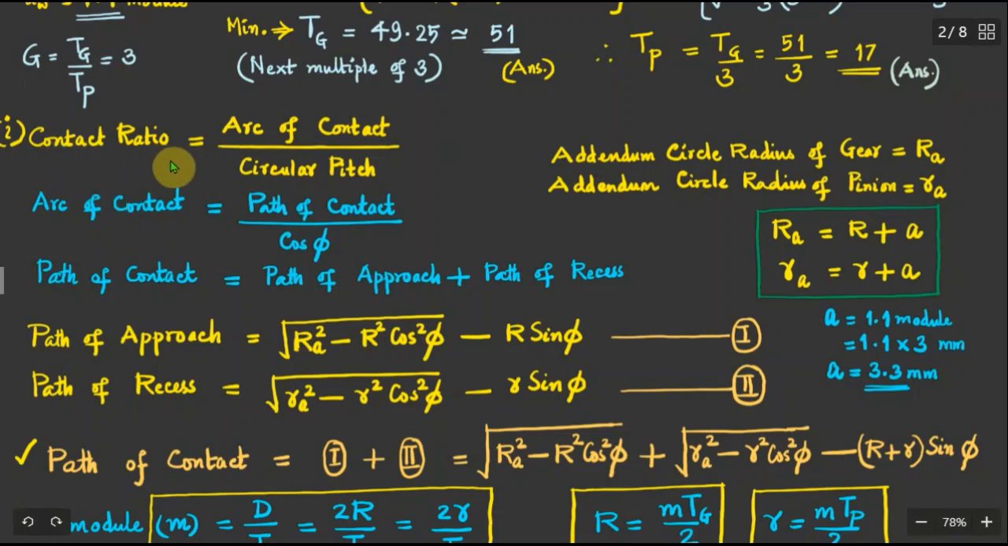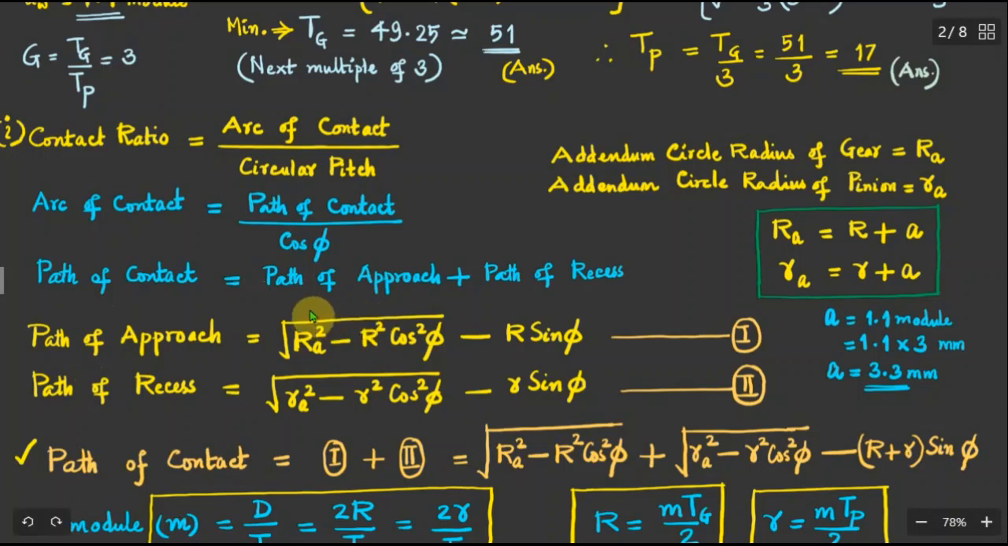So the contact ratio is given by arc of contact divided by circular pitch, whereas the arc of contact is equal to path of contact divided by cos phi, where phi is the pressure angle. And then again, path of contact is equal to path of approach plus path of recess. Path of contact means the path along which the teeth of mating gears slide from the beginning of tooth engagement to the end of tooth engagement. And of course, the pitch point P is in between.